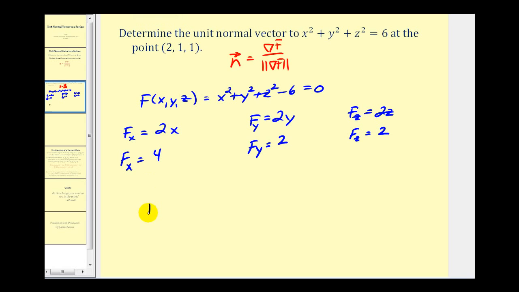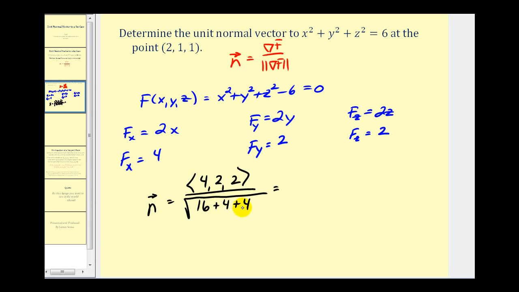So the unit normal vector at the point 2, 1, 1 would be equal to the gradient of F, which is 4, 2, 2, divided by its magnitude. So we'd have the square root of 4 squared, that's 16, plus 2 squared, that's 4, plus 2 squared, that's 4.